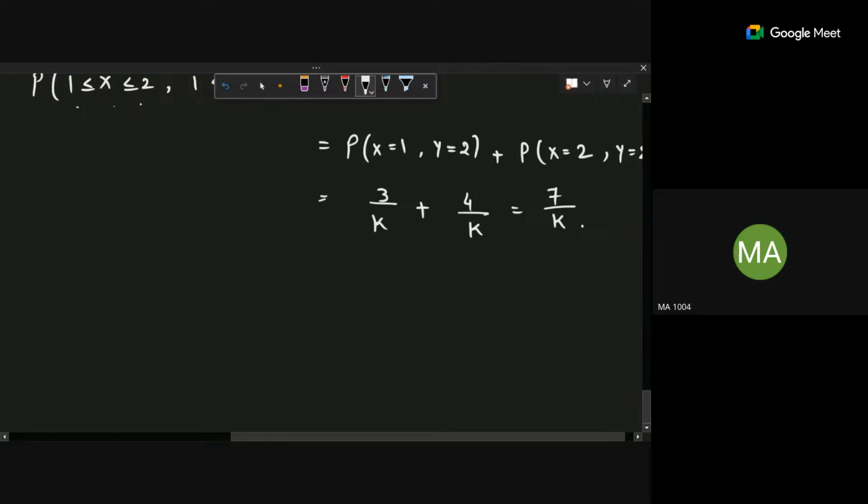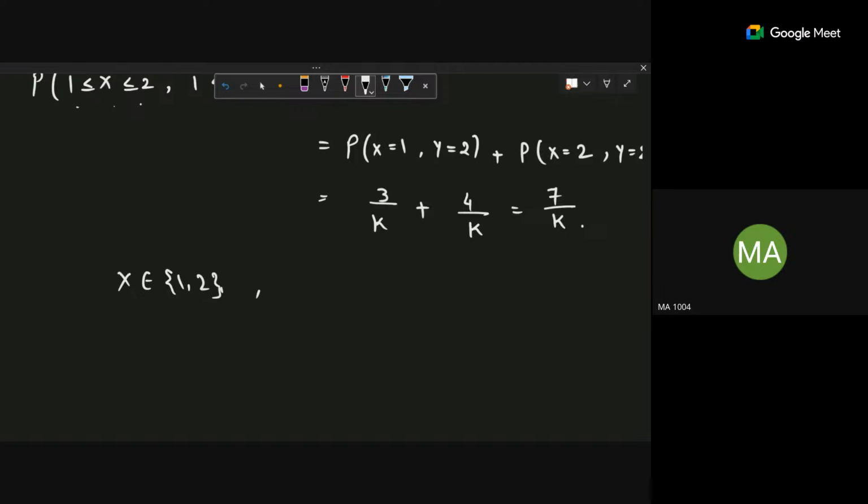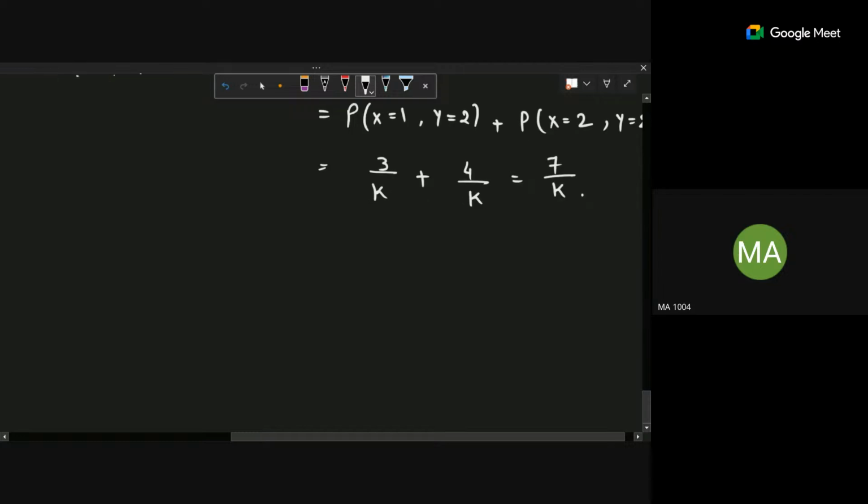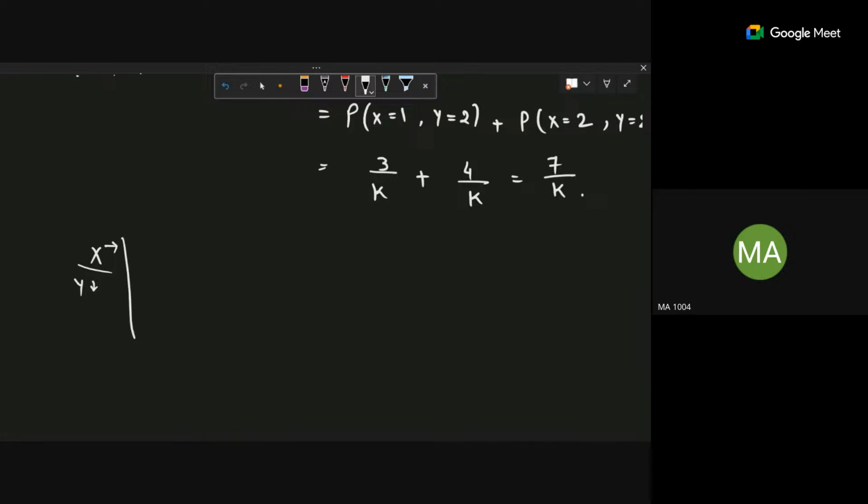So x can take either 1 or 2, and y can take values 1 and 2, right? Both x and y belong to {1, 2}. So if I form the table, that will be easier to understand, right? So let's make a table first. Let's say these are the x values, these are the y values. Then 1 and 2.